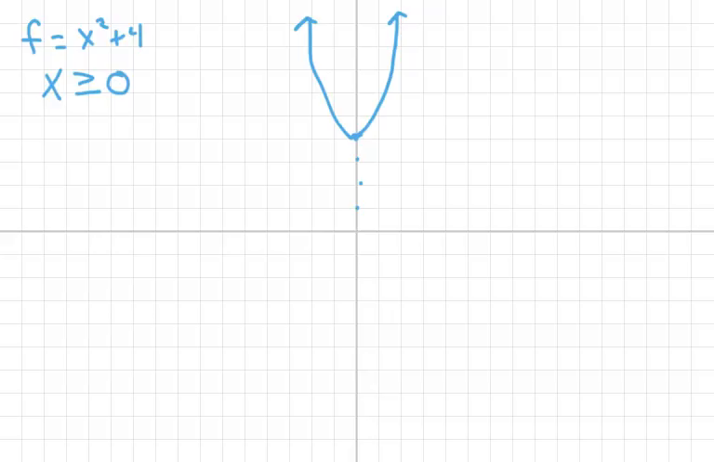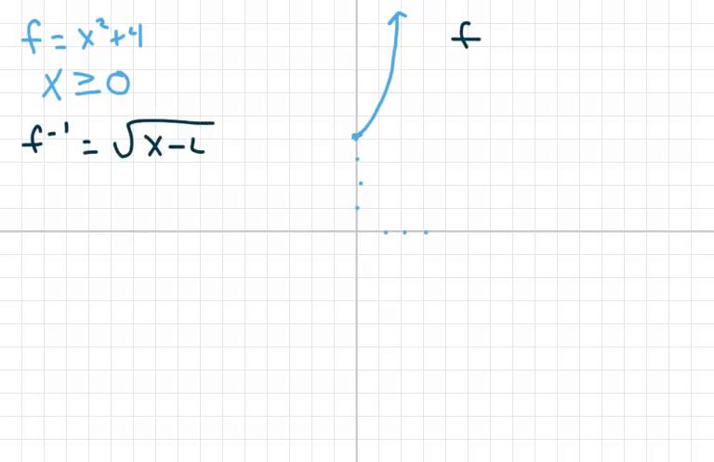Why did they say that? They said that because if you do the inverse of this, and I'll show you what that would look like, it's not a function. You see that? It's not a function. So they restricted it like we did with the sine and cosine, and we're only taking this part. So this is your f, and then f inverse we know is square root of x minus 4. That's a shift to the right by 4, and it's something like that. That's f inverse.